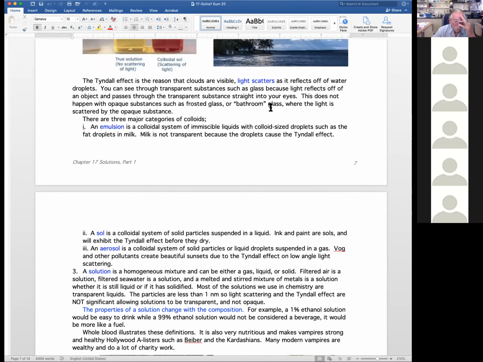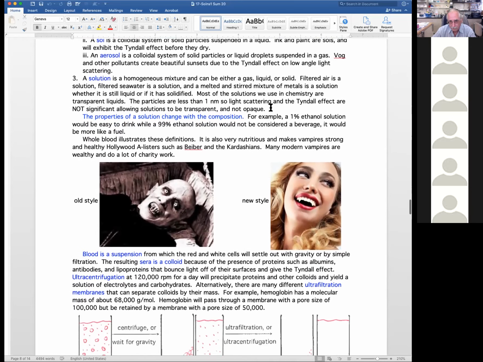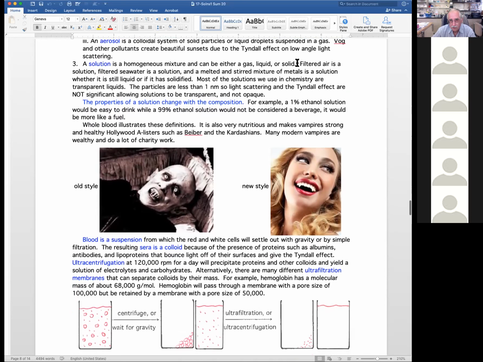And then finally we get to a solution, which is a homogeneous mixture. It can either be a gas, liquid, or a solid. So filtered air is a solution, filtered seawater is a solution. If I take a mixture of gold and silver and I melt it and stir it all up, well, it's a solution in the liquid form, and I take the heat away, it solidifies, it's still a solution.